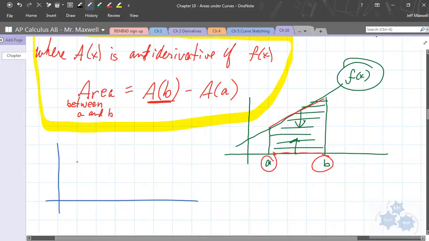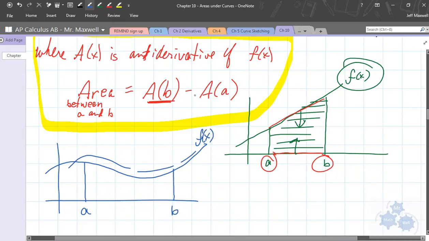And if this wasn't a line, if this was some sort of function like this, you know what? We can use the exact same idea here. Because this is just f of x, I can find the antiderivative of this curved function, and I can use the antiderivative to find the area underneath this curved boundary area. And that is huge. That's very, very important. It doesn't have to be a straight line, and certainly this is not a trapezoid, right?